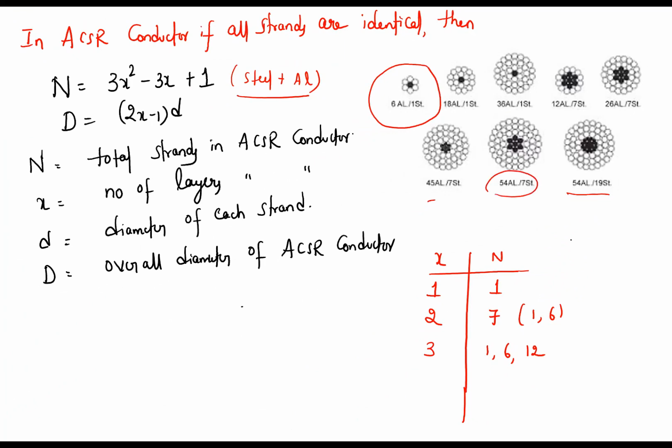Here, this is a 54 bar 7 ACSR conductor. That means 54 aluminum strands and 7 steel strands. Here it is 12 bar 7, meaning 12 aluminum strands and 7 steel strands. Okay, the bigger number tells you the number of aluminum strands in that conductor. The smaller number tells you the number of steel strands. If you add both, you will get the total strands in the conductor. This is how ACSR conductors are described in the industry.